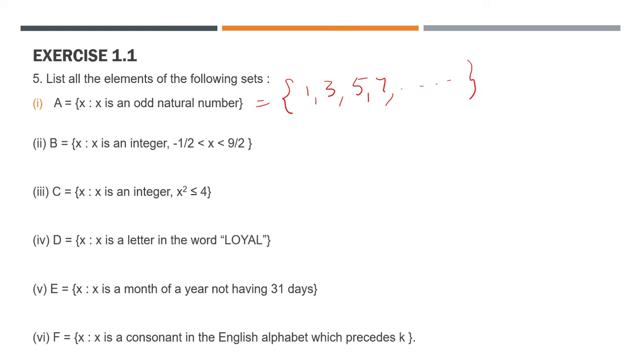B is equal to the set of all x such that x is an integer and minus half less than x less than 9 by 2. Here, if it is an integer, then we have minus infinity up to minus 3, minus 2, minus 1, 0, 1, 2, 3, up to plus infinity. So here, writing it, minus 0.5 less than x less than 4.5. So this one is not less than or equal to, it is only less than. So all the integers between minus 0.5 and 4.5 are 0, 1, 2, 3 and 4.